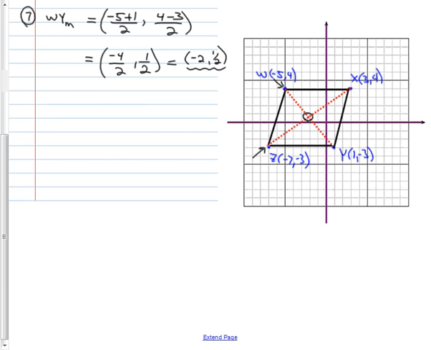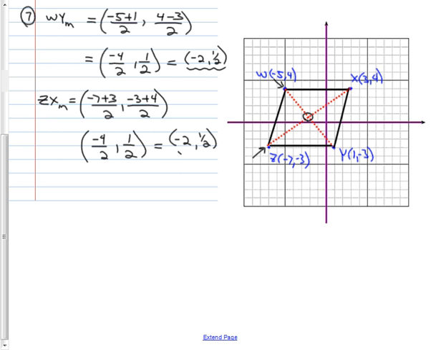So let's try the diagonal ZX and figure out the midpoint for that one. So take our x's, negative 7 plus 3, divide by 2, negative 3 plus 4, divide by 2. Negative 7 plus 3, negative 4 over 2, negative 3 plus 4 is 1 over 2. What does this one simplify to? Negative 2, comma 1/2. Are they the same midpoints?